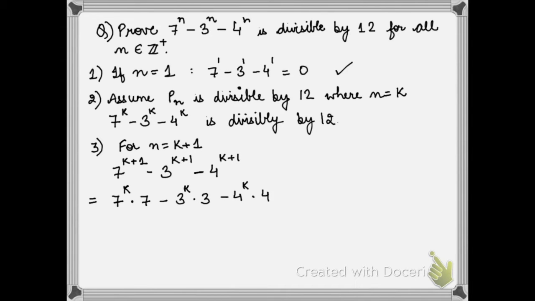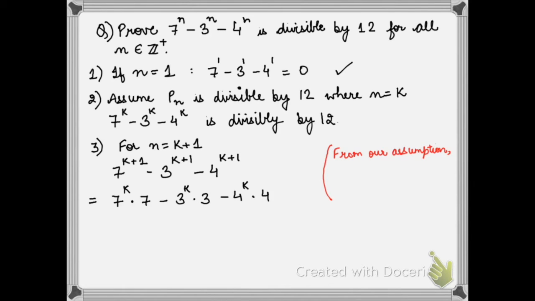Now, one important trick here, a really good trick, is that the assumption we have taken, we can rearrange it and then we can solve for 7 to the power of k. And whenever we solve it for 7 to the power of k, we can substitute that back in this equation right here. So I am here going to rearrange.